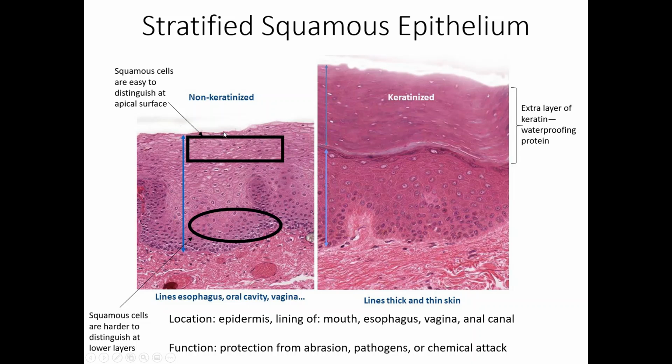Okay. Now, the non-keratinized versus the keratinized. If we compare these two pictures, you'll notice that we have an extra layer over here. That's the keratin layer. This layer of keratin is good for waterproofing, so anywhere that we don't want the tissue to dry out. So keratinized, you would find keratinized stratified squamous on your skin. Non-keratinized, we are less concerned about drying out because it's on the inside of our body. So you would find this in your esophagus, your oral cavity, even the vagina. Remember, the purpose of the stratified squamous, these multiple layers, is to act as protection.